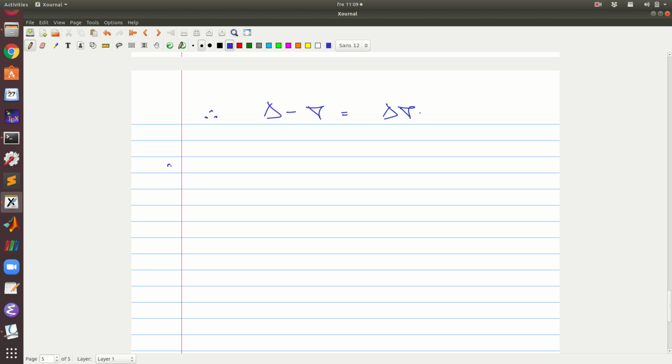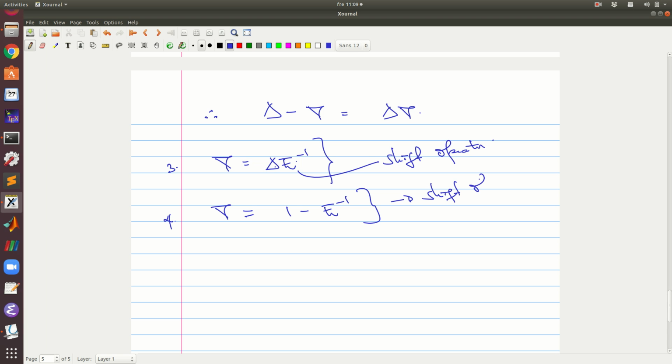Now relationships 3 and 4, which are in the notes, are a little ahead because we have not yet looked at the shift operator, but we shall come back and prove them: that the backward difference operator is equal to the forward difference operator times the inverse shift operator, and then the backward difference operator equals 1 minus the inverse shift. We cannot prove this for now because we have to look at the shift operator. I will define it in the next video so that we can prove this.